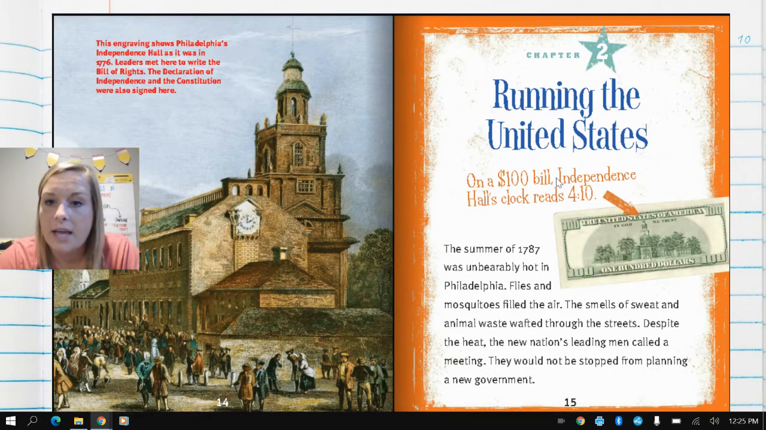So here we have on a $100 bill, Independence Hall's clock reads 4:10.